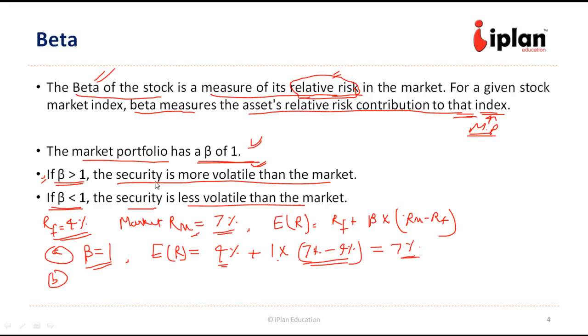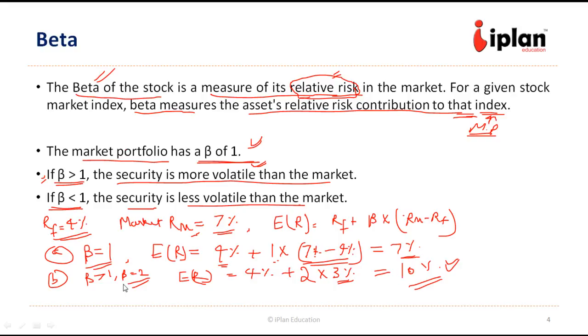Let us look at the second case where security is more volatile than the market. In that case, beta is going to be greater than 1. Say beta is 2. It is twice as risky as the market. For that, we are going to have same risk-free rate, only the value of beta is going to be 2. 2 into 7 minus 4, which is 3%. So 3% is the market risk premium, but we are going to charge double premium for this particular security since it is more volatile. So beta is 2. So 2 into 3 is 6%. 6% plus risk-free rate 4%, that is 10%. Since it is more volatile, we are going to ask more return for this particular security, which is 10% in this case.